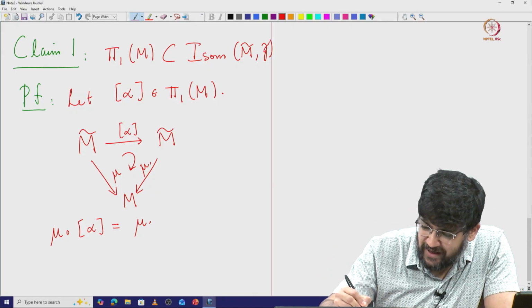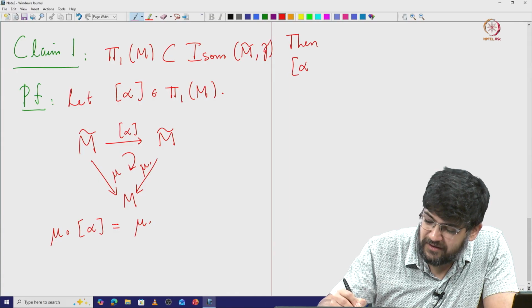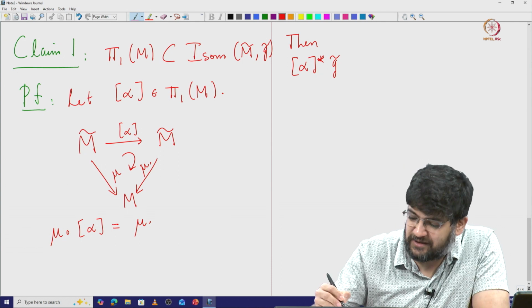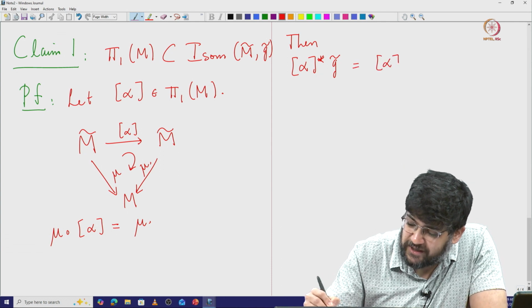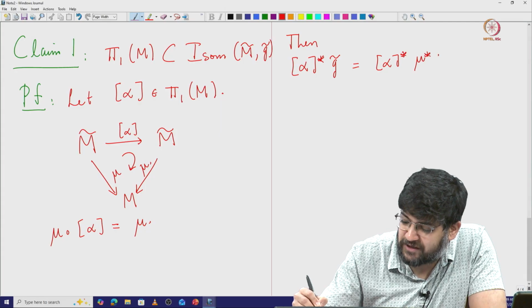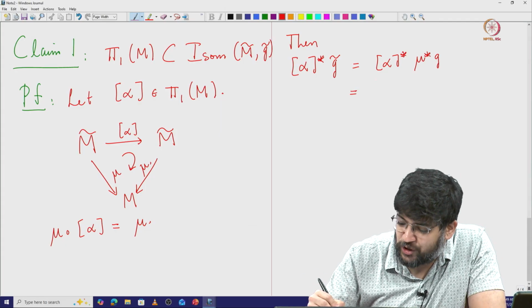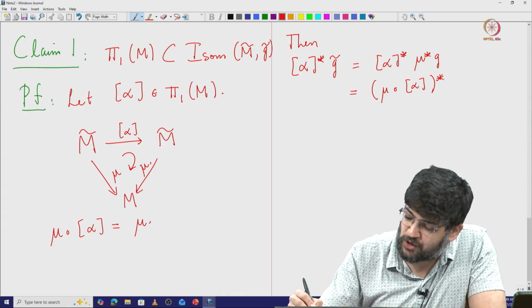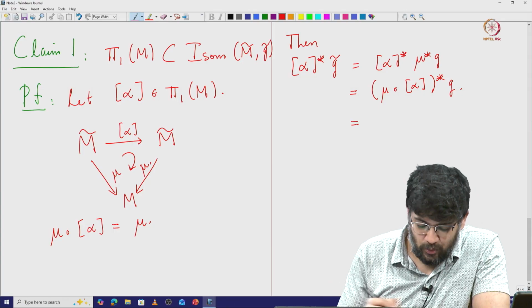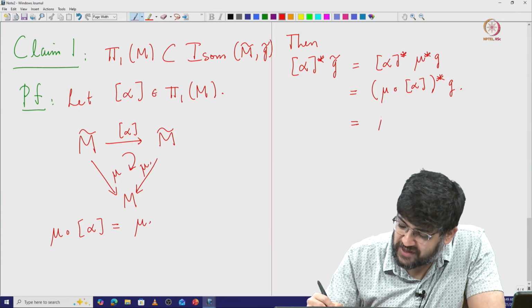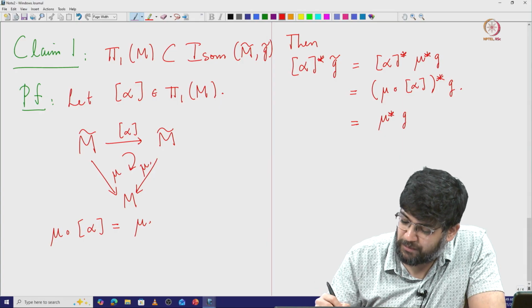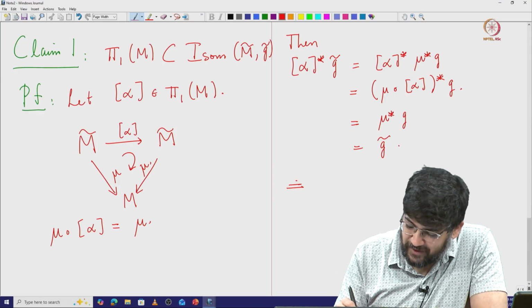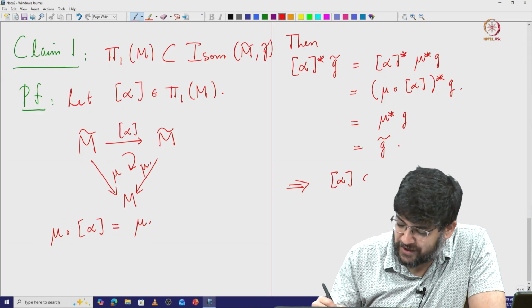But then if you take the pullback of g tilde under this map, well, what is g tilde? g tilde is precisely the pullback of g under mu, but that is just going to be the pullback of this composition, which by the commutativity of this diagram is just mu star g, but mu star g is by definition g tilde. So this shows that this is actually an isometry.